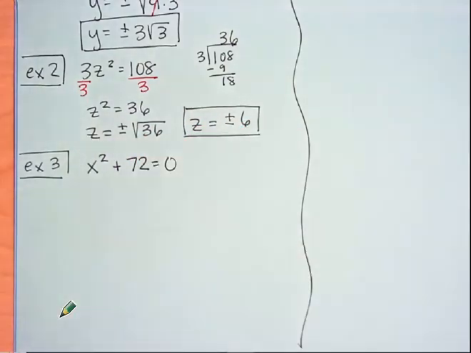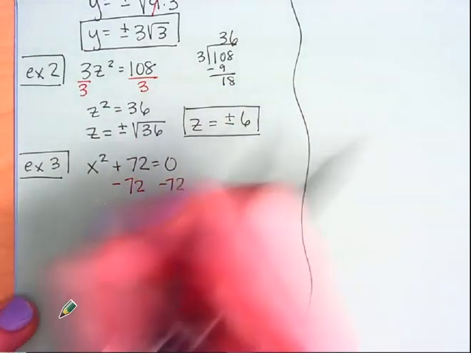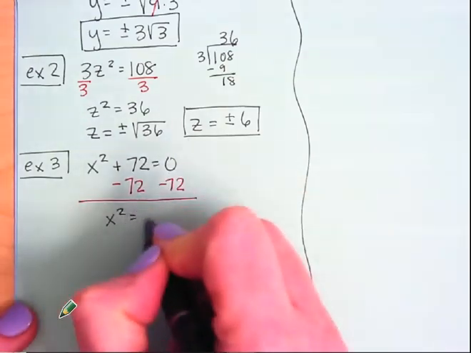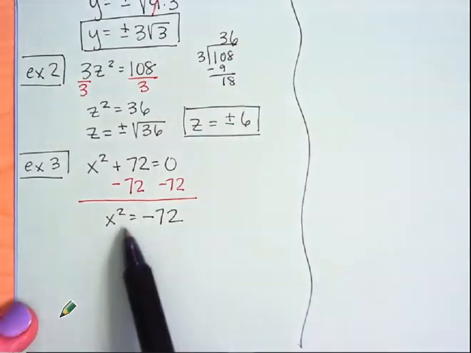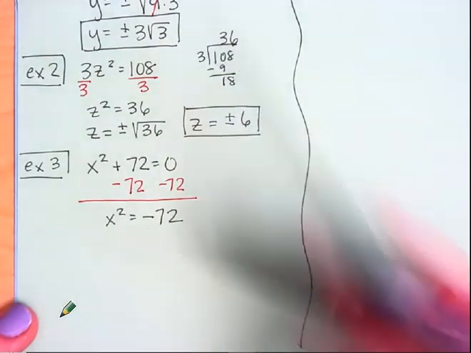x squared plus 72 equals 0. So we're back to a plus or minus. So we're still going to do the opposite to both sides. So minus 72, minus 72. And then we're about to take the square root of both sides. What's up with this problem that makes it different from above?